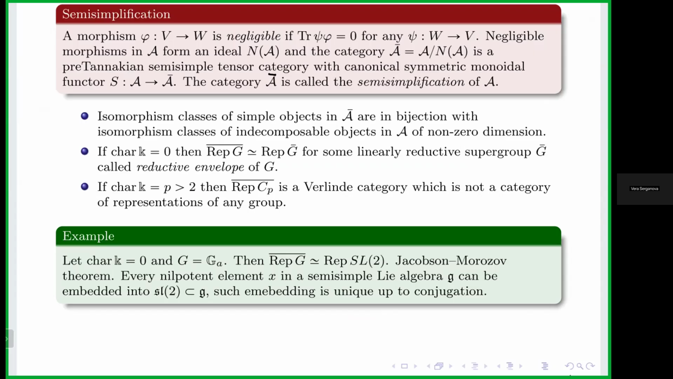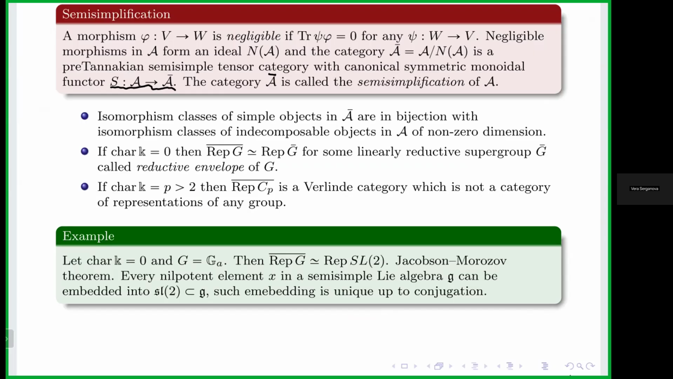And this new category which we get is going to be, again, the same category for all the same properties, but it's going to be semi-simple. And we have a canonical functor from A to A star, because what we are doing, objects of our new category are the same, but the morphisms are going to be the quotients by the negligible morphisms. So a few things about the semi-simplification functor.